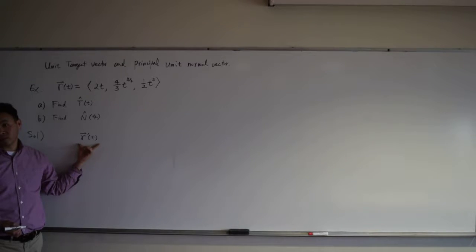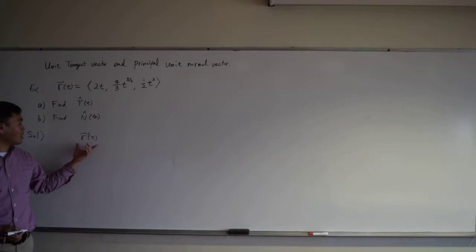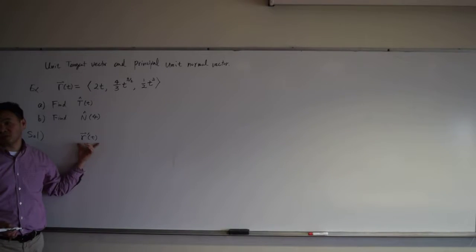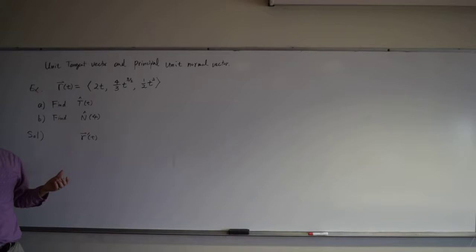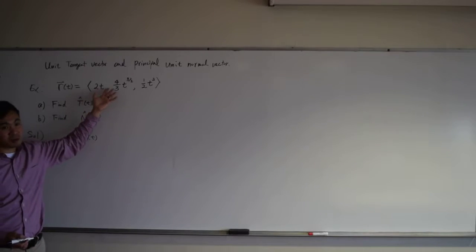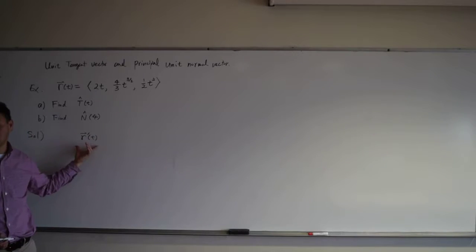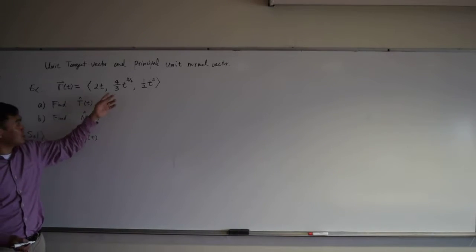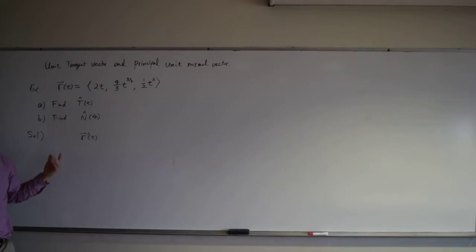However, is this a unit vector? What does unit vector mean? Magnitude of 1, right? So can we be sure that this is a unit vector? Normally not, because the magnitude of this is called the speed, and speed is whatever this particle is moving at. If it's going fast, the magnitude of this will be big. If it's moving slow, then the magnitude of this will be small. So we don't know.